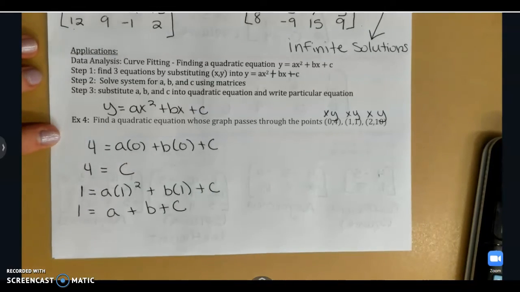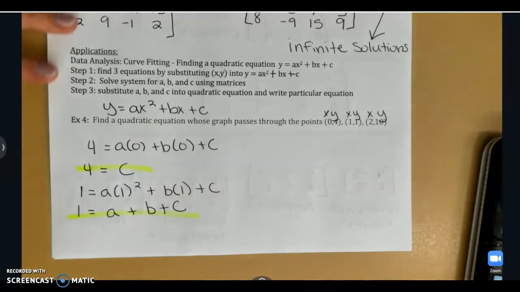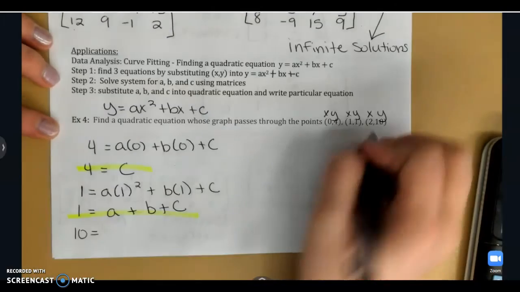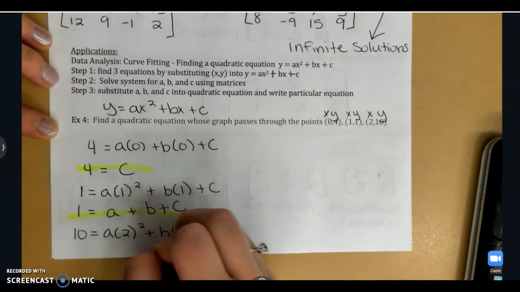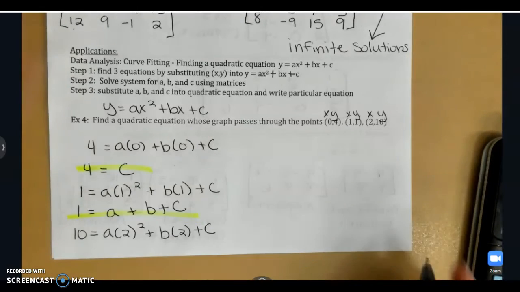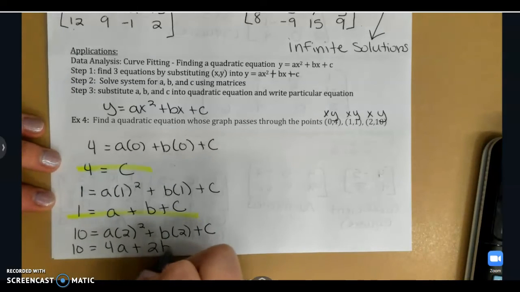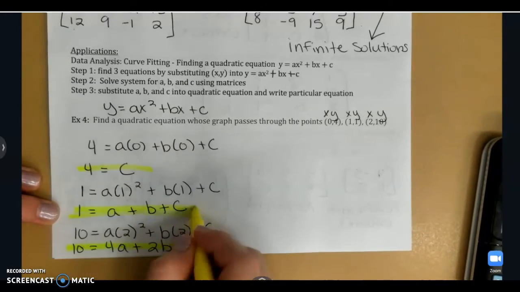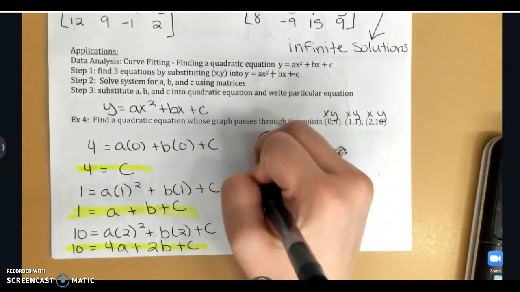And I'm going to go ahead and highlight these so that we can distinguish which one is the equation that's going to go in our matrices and which one is the one where we're doing our work. And then lastly, the point 2, 10. So 10 is our y and 2 is our x. So a times 2 squared plus b times 2 plus c. And that's going to give me 10 is equal to 4a plus 2b plus c. Okay, so there are my 3 equations, and I'm ready to make my augmented matrix.